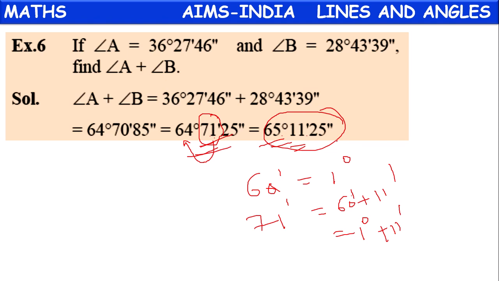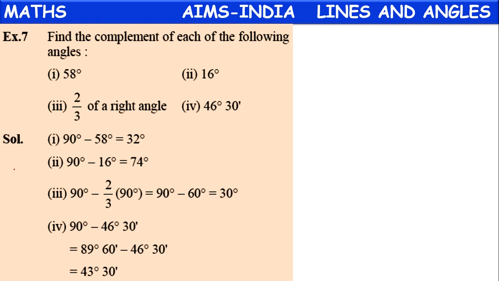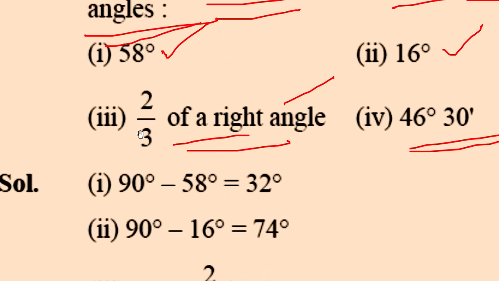Because when we are having more than 1 minute or more than 1 second, that value is to be added to the previous value. Okay, children? So next, find the complement of each of the following angles. First one, 58 degrees. Second, 16 degrees. Third, 2 by 3 of a right angle. Fourth, 46 degrees 30 minutes. So we have to find the complement.